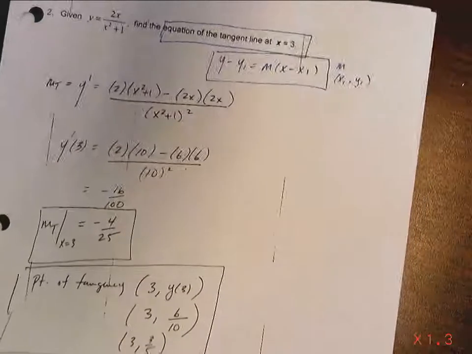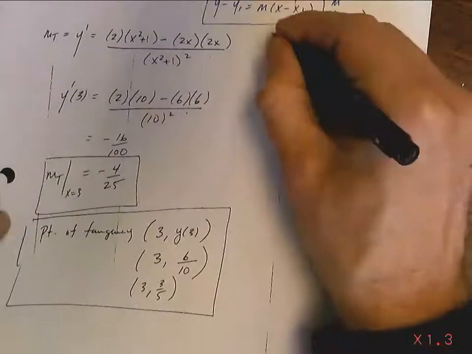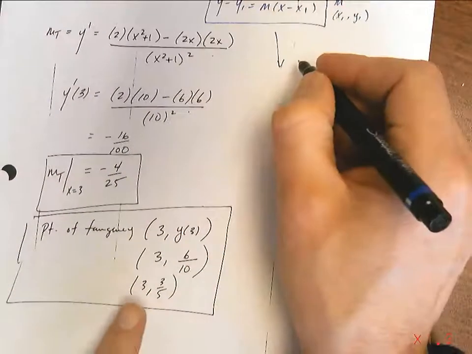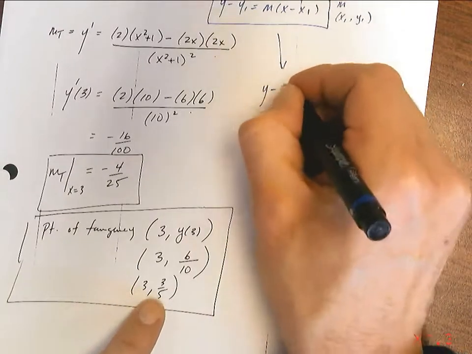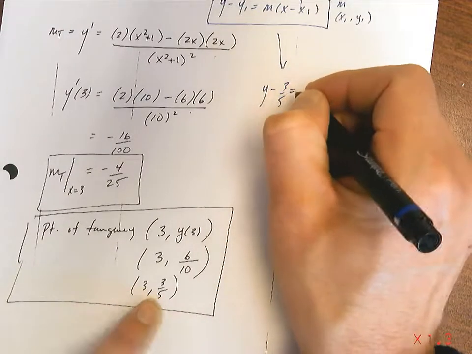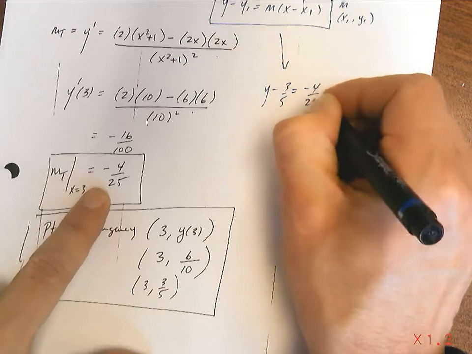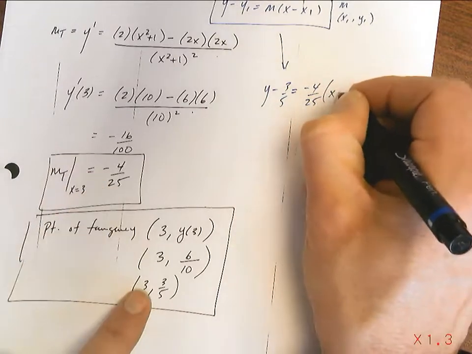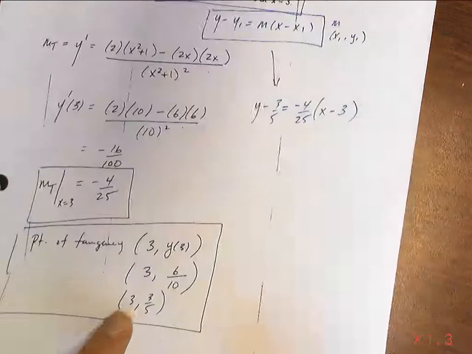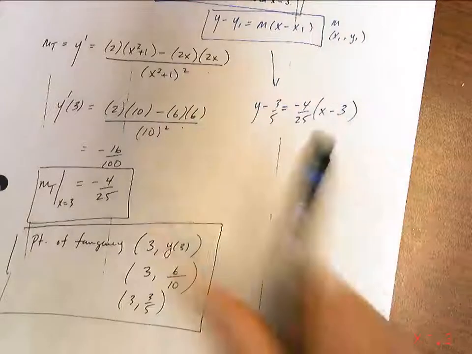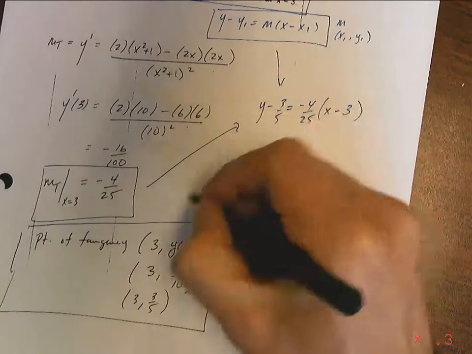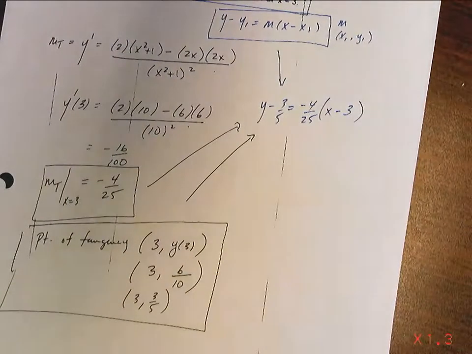Well, let's go up and put them into our equation. So our values here are going to be y minus y1, so that's x, that's y. So it's y minus 3 over 5 equals negative 4 over 25, my slope, times x minus 3. Okay, now that's pretty ugly. What we did here, just so that you know, is we plugged in that value and we plugged in that value. So that's pretty ugly. I want to clear the fractions.